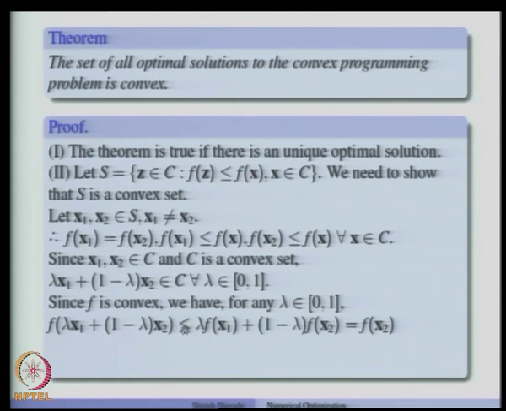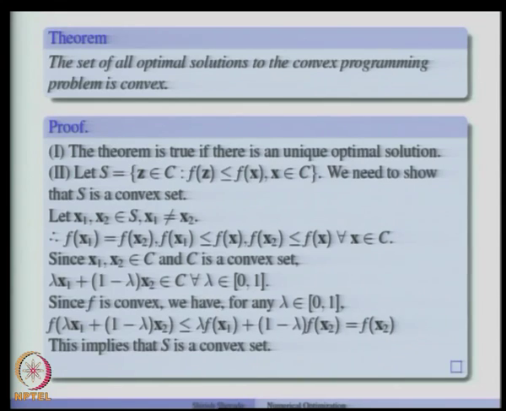Now, this strict inequality cannot hold, because in that case it would contradict the fact that f(x2) is less than or equal to f(x) for all x belonging to C. So, this has to hold with equality. What does that mean? That means that lambda x1 plus (1 minus lambda) x2 also belongs to the set S for all lambda in the range 0 to 1, and therefore, this implies that the set S is a convex set.